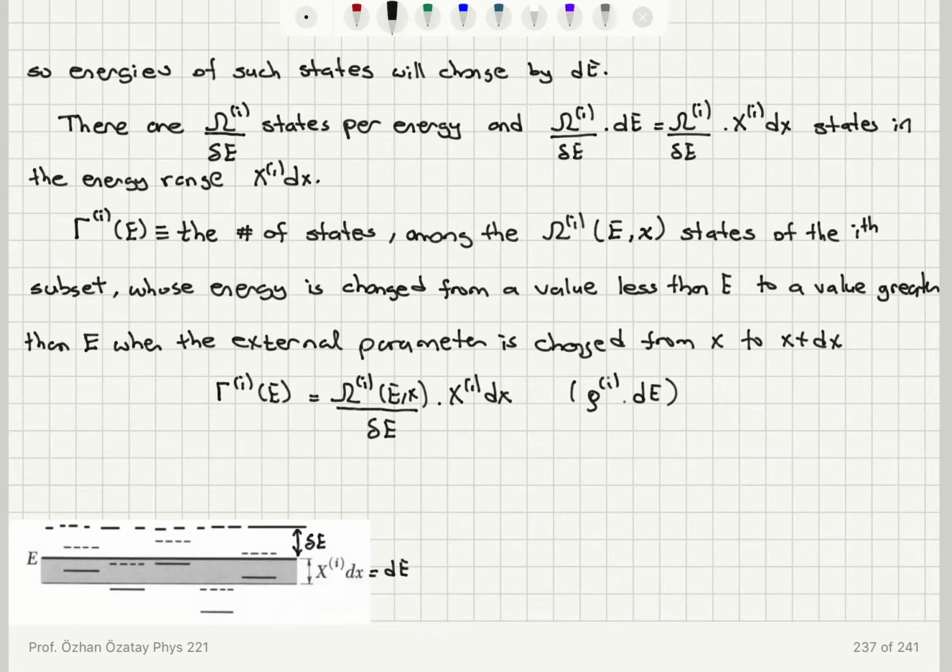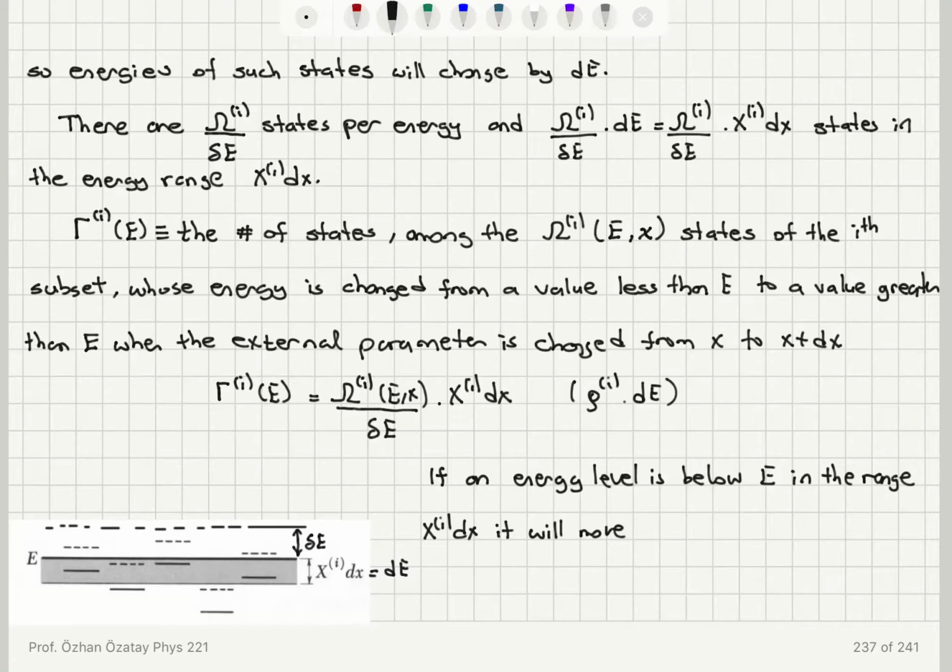So basically what we find is that if an energy level is below E and is residing in the range xi dx, it will move above E to enter this range of interest.